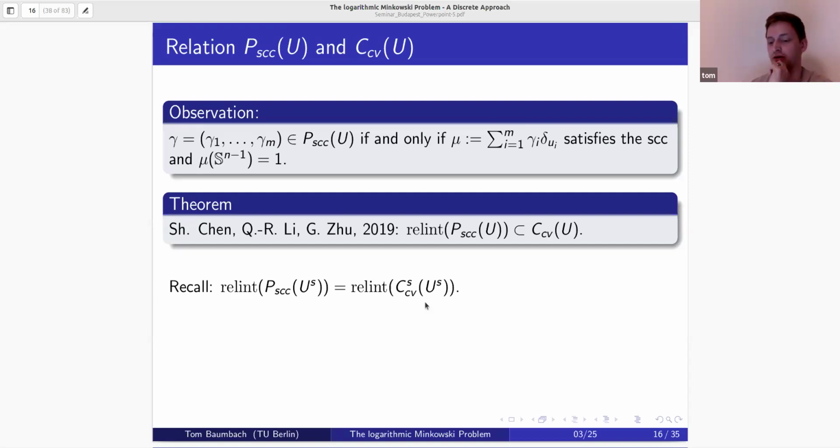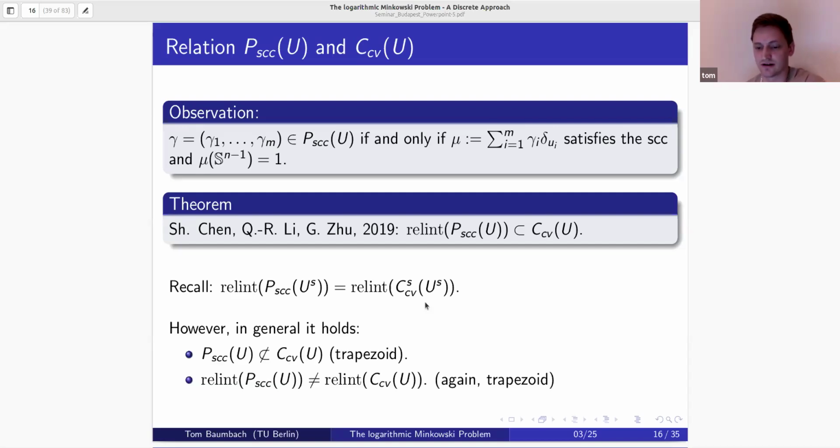Here, recall that in the symmetric case, we had that the relative interior of the subspace concentration polytope is equal to the relative interior of the symmetric cone volume set. I always had written it down with the subspace concentration condition, but now the subspace concentration condition is encoded in the subspace concentration polytope. So therefore we have this nice equality, but in general, we do not have a nice subset relation, and we also do not have equality between these two sets, just by looking, for example, at a trapezoid, as we will see later on.